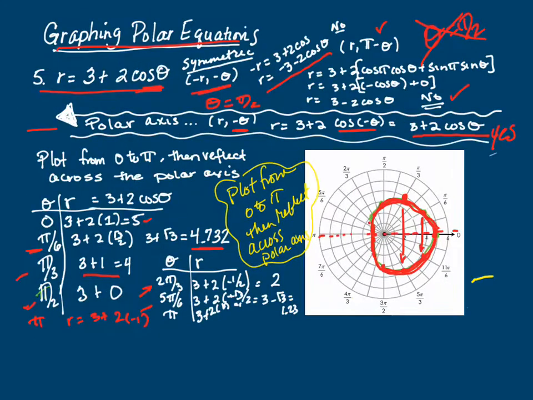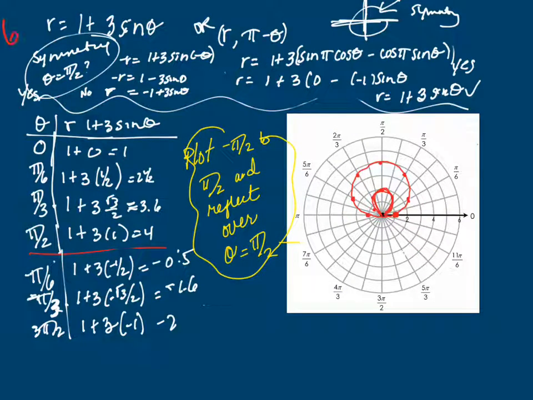Oops, not number 7, number 6, yeah. Okay, we have r equals 1 plus 3 sine theta. Let's try to figure out symmetry. I know that if I just change r and sine theta, I'm not going to get the same thing.